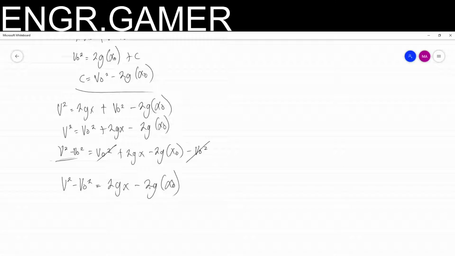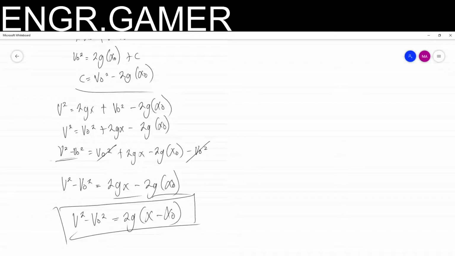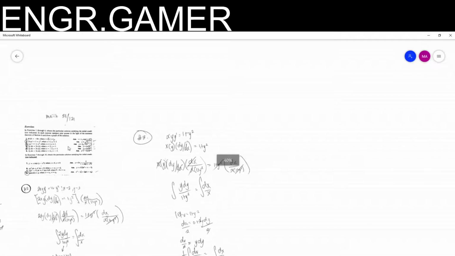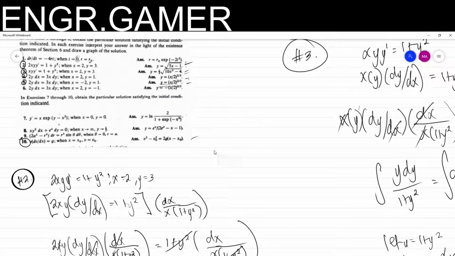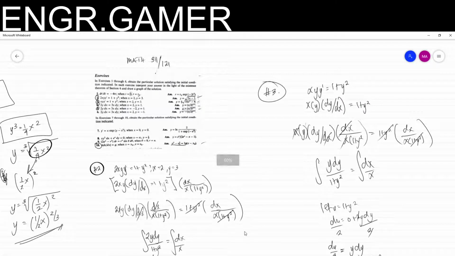Pwede natin take note yung dalawa is meron siyang multiplier na 2g. Pwede natin siyang ilabas. Okay? So we have v squared minus v sub o squared is equal to 2g times x minus x sub o. So ito yung final answer. Check natin kung katulad. v squared minus v sub o squared is equal to 2g times x minus x sub o.